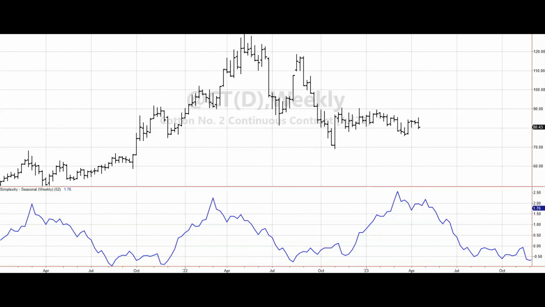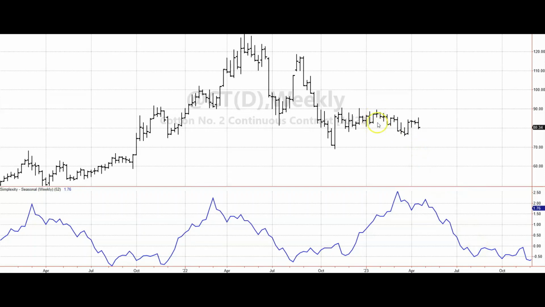First off, let's have a look at the cotton market. This is a weekly chart, and our Simplexity Analytics seasonal indicator is here on the bottom, and we can see that cotton typically peaks out around the middle of March or so and has a lower high at the beginning of May. And then from May onward, for most of the summer, we have very bearish conditions seasonally for cotton.